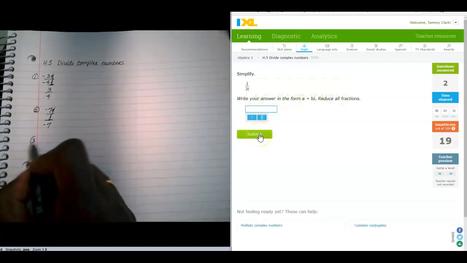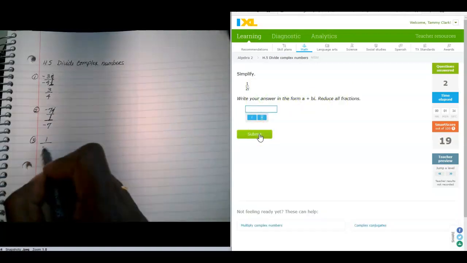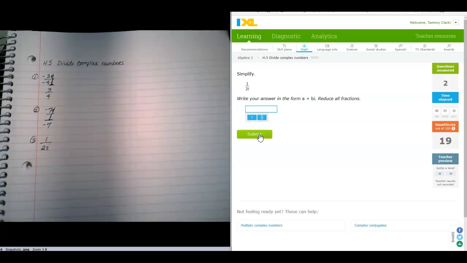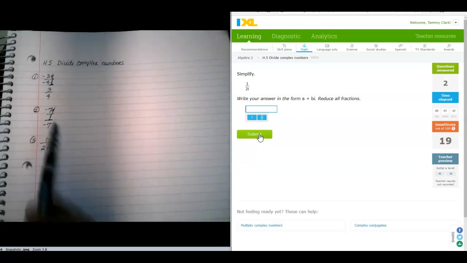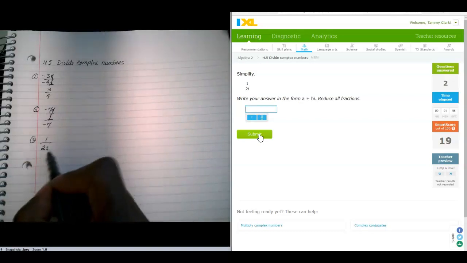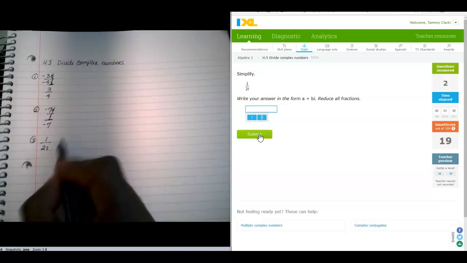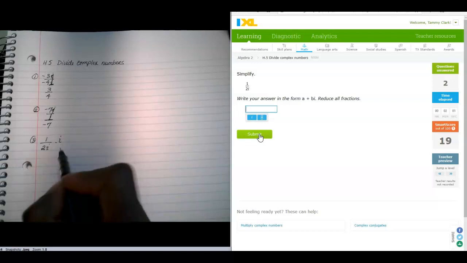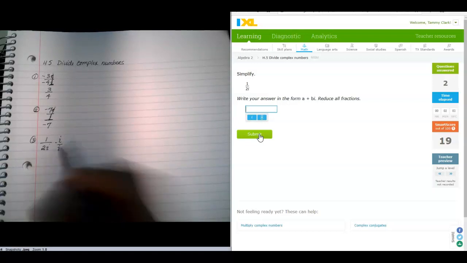Number 3, we've got 1 divided by 2i. Now notice we don't have an i on the top, so we can't use the strategy that we used in number 1 and 2, but we never want an imaginary number in the denominator. So the only way to get it out of the denominator is to multiply by that imaginary number. You don't have to multiply by the whole thing, just the i. So I'm going to multiply by i in the numerator and by i in the denominator.